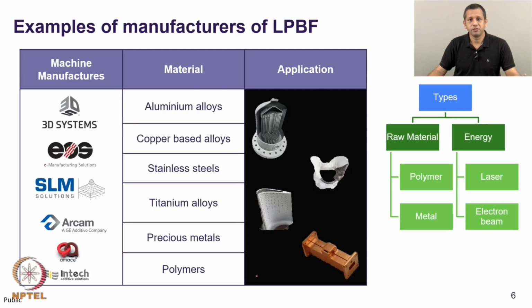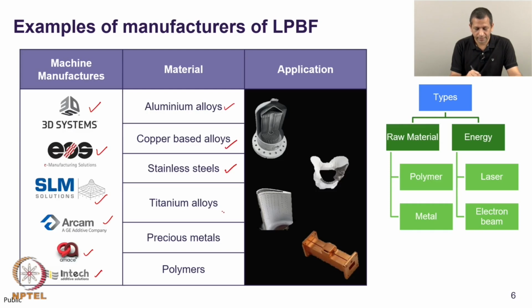Here are some examples of manufacturers of LPBF. There are various companies that make such machines. There is 3D Systems, EOS, SLM Solutions. There is Arcam, that is a GE company, Amaze, and Intech Additive Solutions. As we know already, various metals and alloys can be printed. For example, aluminum alloys, copper based alloys, stainless steels, various titanium alloys, various precious metals can be printed, and definitely various types of polymers can be printed.